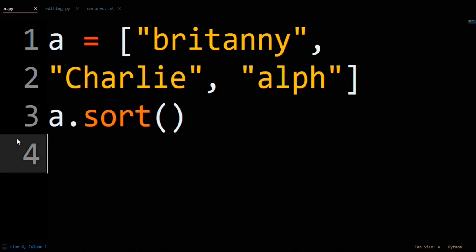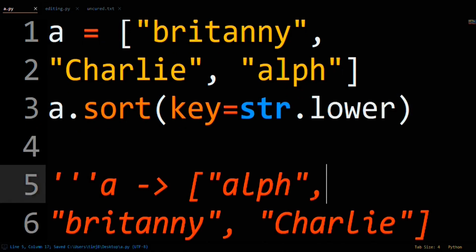If we called the list sort method again, but made the key be str.lower, this would sort all the names as if every name was completely lowercase. This would get the proper order once again of Alf, Brittany, Charlie.